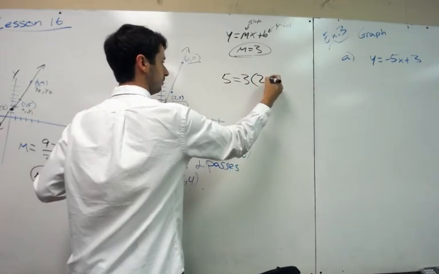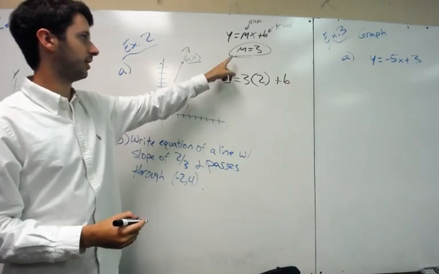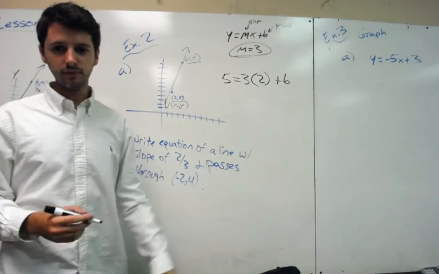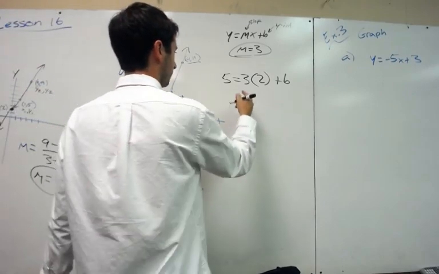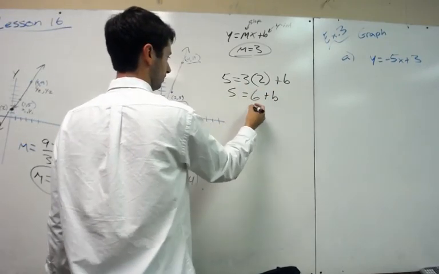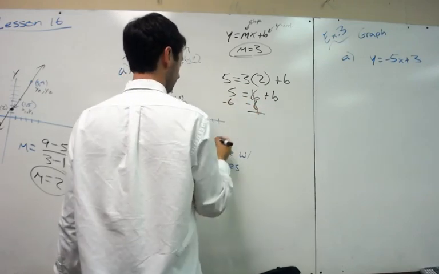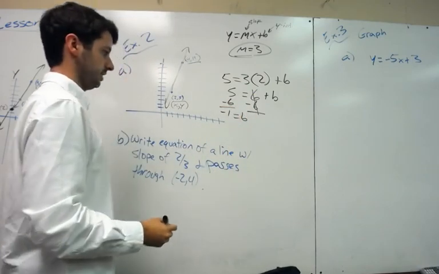X is 2, then plus b. So we have y is 5, slope 3, x is 2, plus b, our y-intercept. And then we have one variable, so therefore we can solve. 3 times 2 is 6. We subtract both sides. -1 equals b.